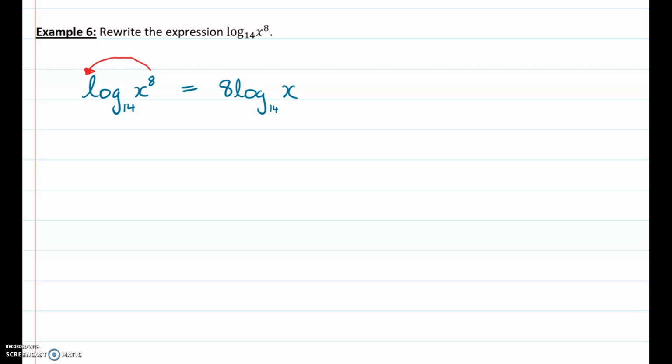And that is all there is to it. You just move the power down in front. You don't put in a plus or a minus or anything else like that. Don't do anything that's not here. Just move the 8 down in front. And the operation here is multiplication. It's going to be 8 times. Okay, so that is all there is to this one. Just move the number down in front. Don't put in any pluses or minuses or anything else. It's just 8 times log x.